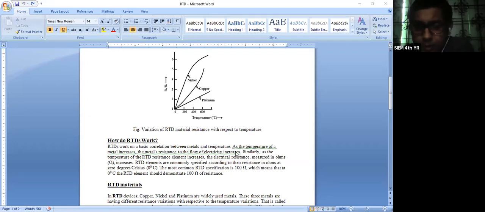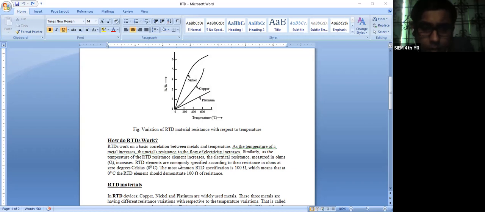Clear? Now, as the temperature of a metal increases, the metal's resistance to the flow of electricity increases. Simply, increase the temperature, resistance will increase. Similarly, as the temperature of the RTD resistance element increases, the electrical resistance measured in ohms increases. So temperature increase, resistance increase.